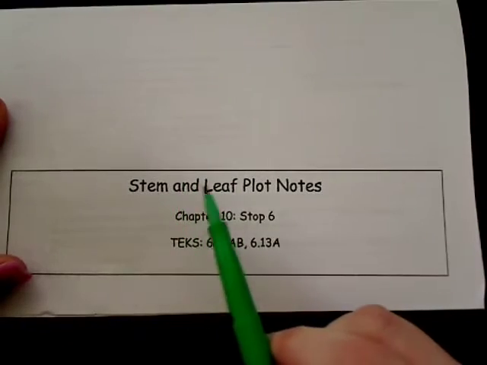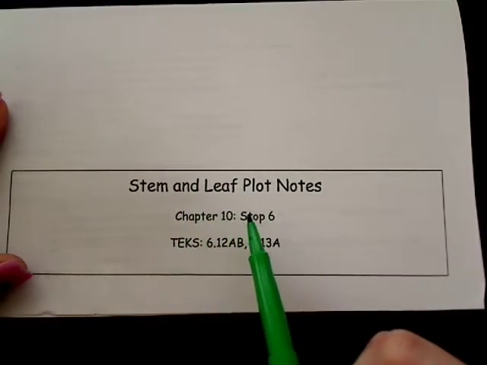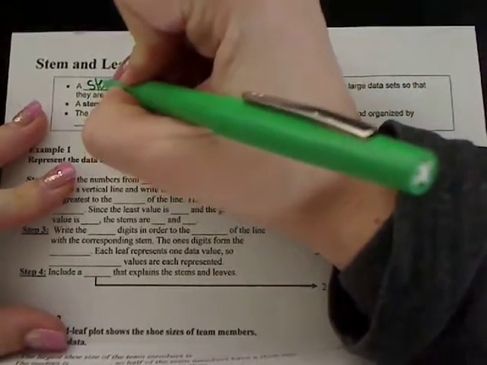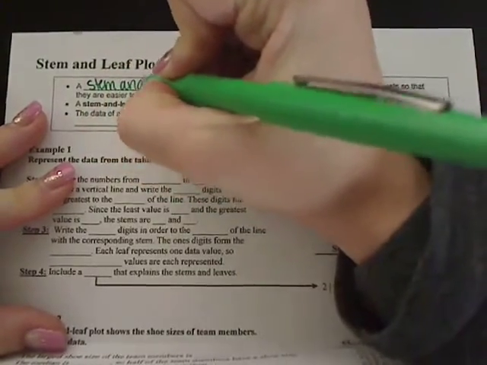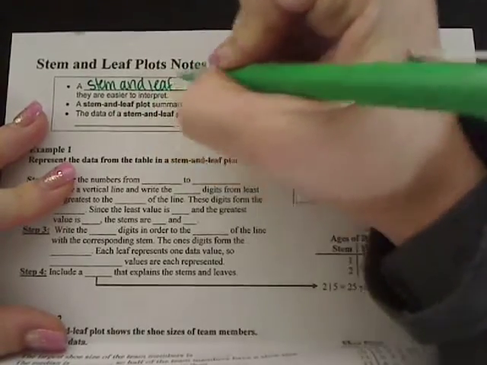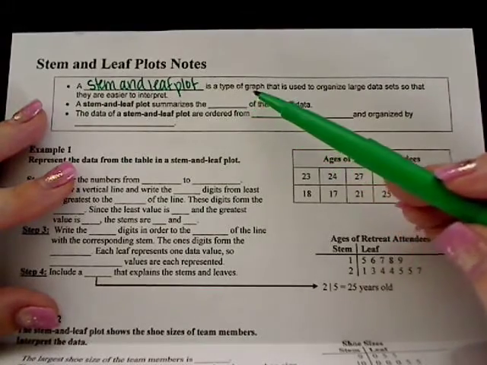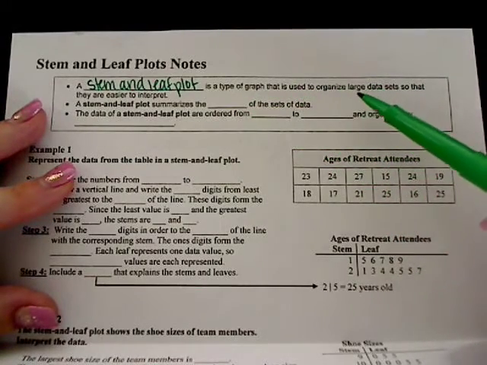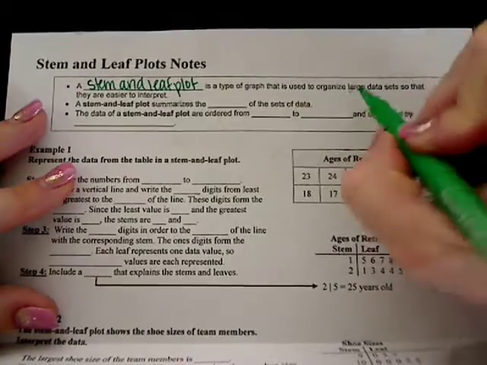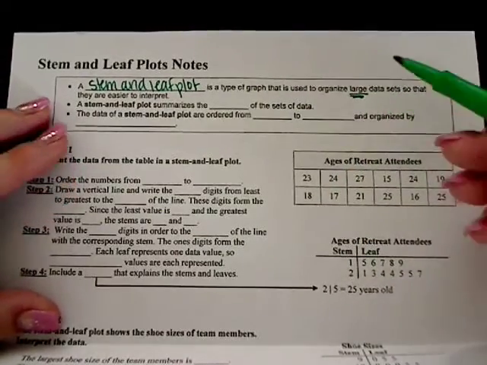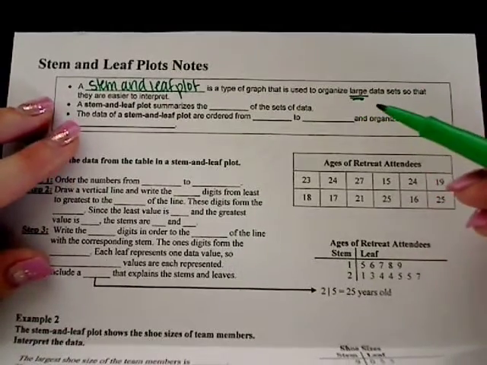Okay, these are our notes for stem and leaf plots. This is chapter 10, stop 6. Okay, stem and leaf plots. A stem and leaf plot is a type of graph that is used to organize large data sets. Okay, large. Stem and leaf plots are used for large data sets so that they are easier to interpret.